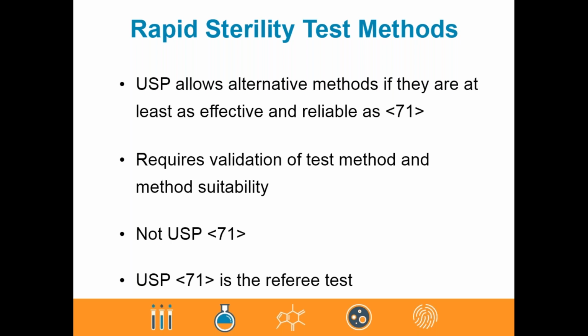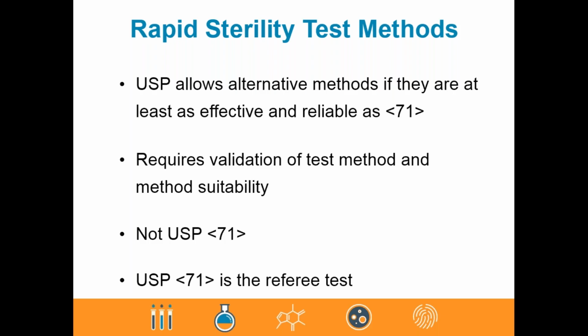Just quickly on rapid sterility test methods. USP 71 does allow for alternative test methods. These alternative test methods have to be proven to be as effective and reliable as USP 71. One of the tricky parts about the rapid sterility test methods is that you have to validate the test method itself. If you're following the USP 71 14-day or 18-day incubation, the test method itself is already validated. You just have the method suitability part, which includes the drug product being tested. So there's a whole extra layer of validation for these rapid sterility test methods.